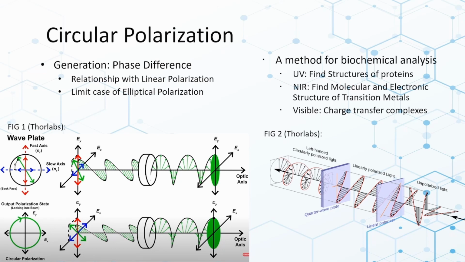If the components in each direction are equal, that is, the linear polarization direction is at an angle of 45 degrees with respect to one axis, the light will rotate as a perfect circle. Also, CD is an extremely important technique in biochemical analysis. UV is used to study protein structures. Near-infrared is used to study transition metals. And visible light can be used to study charge transfer complexes.